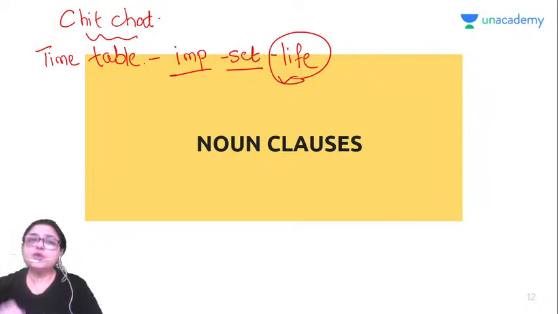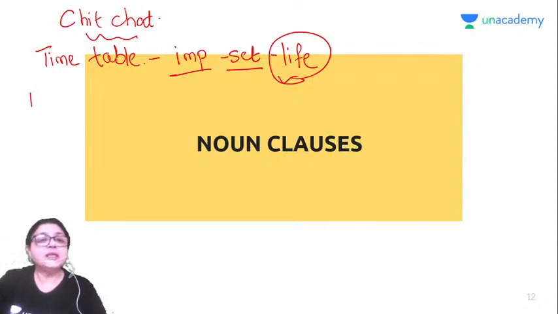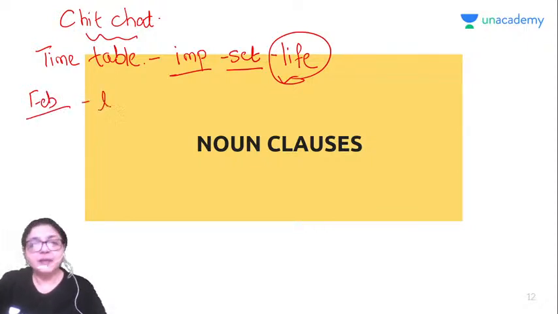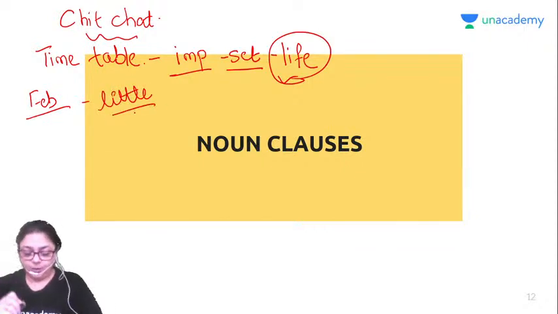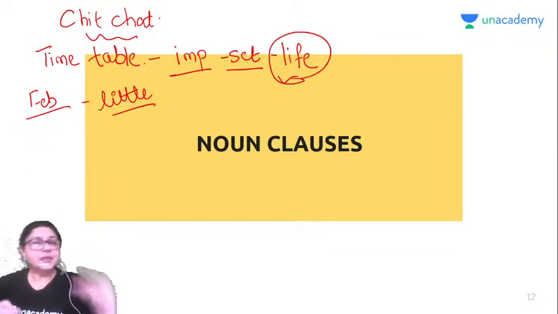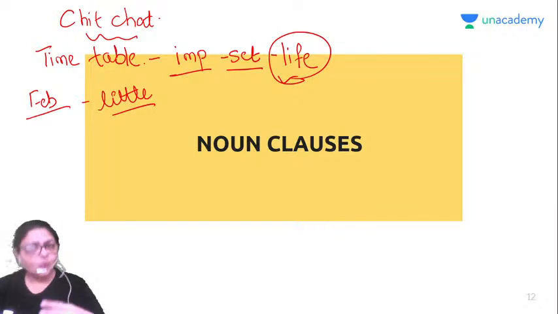Now, first, I'm going to talk about GATE because GATE is nearing. It's in February, and we are left with little time for GATE. So, why do we have to do this now? Why do we have to make these timetables? Since we have a lot of things to do, what do we end up saying?